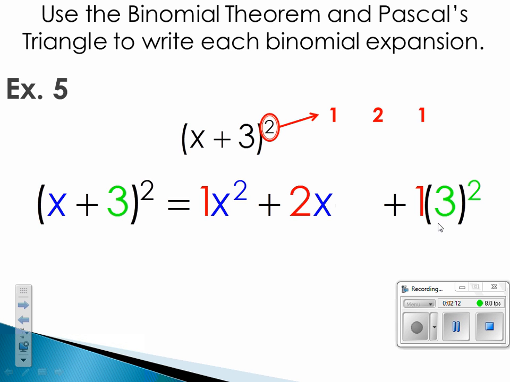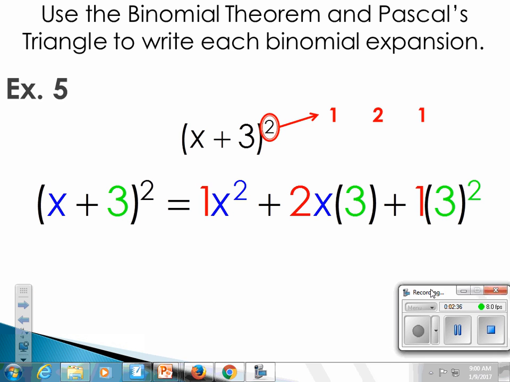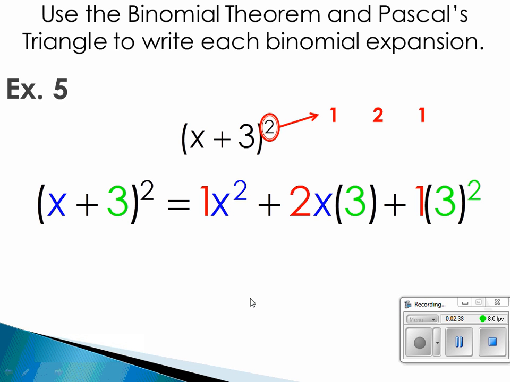Okay, I ran out of x's. Now I'm on the right. I'm going to have 3 squared. Okay, what do you think I'm going to have right here? 3 to the 1. And then I run out of 3's. But now I've got stuff I can simplify. I could do 2 times 3. And I could do 3 squared. Okay? So let's see what we end up getting.